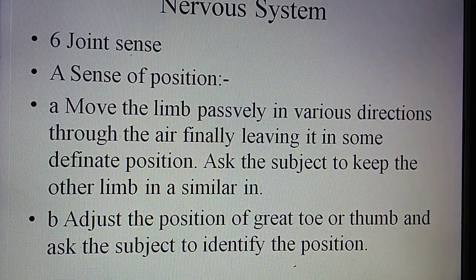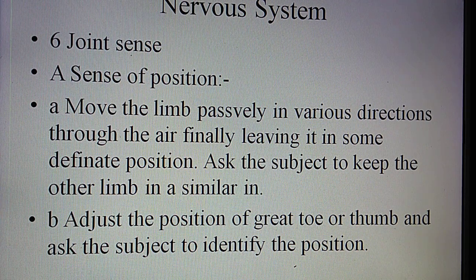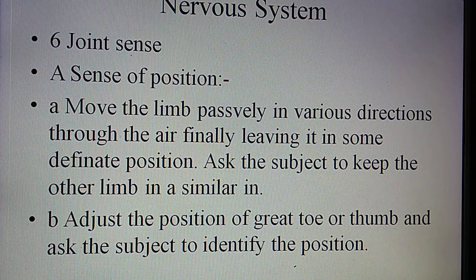Then joint sense. For this purpose, you have first of all to decide whether the subject is aware of the sense of position. Move the limb passively in the various directions through the air, finally leaving it in some definite position. Ask the subject to keep the other limb in a similar position. So here you should lift a limb, move it and put it in some position, and ask the subject to do the same thing with the other limb, whether he can do it or not. Then you will be able to realize the sense of position.